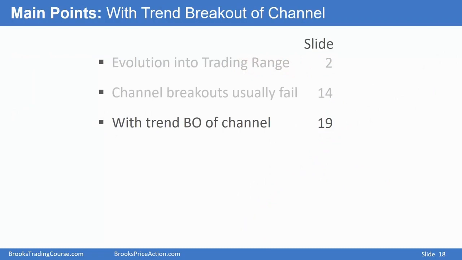I said that 75% of breakouts of channels reverse, but sometimes they succeed. If you have a bull channel, sometimes you get a successful bull breakout. If you have a bear channel, sometimes you get a successful bear breakout. And then the market cycle starts over again: breakout, new channel, and then trading range.